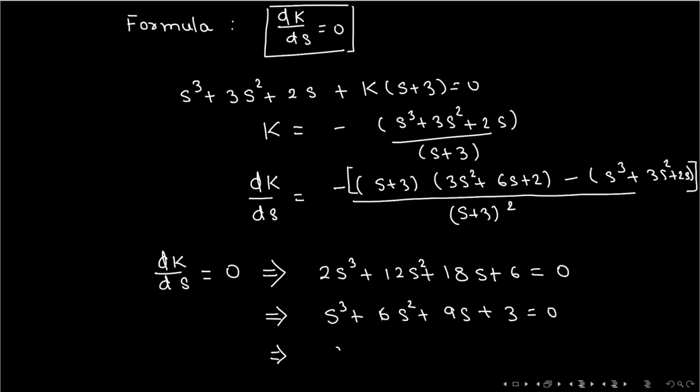Solving this cubic equation, we will get s equal to -0.46, -1.67, and -3.87. As discussed earlier, -0.46 lies between -1 and 0, so this is the breakaway point, and these 2 points do not lie on the root locus.